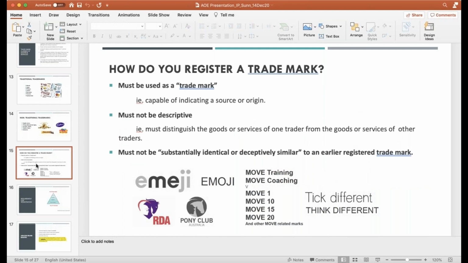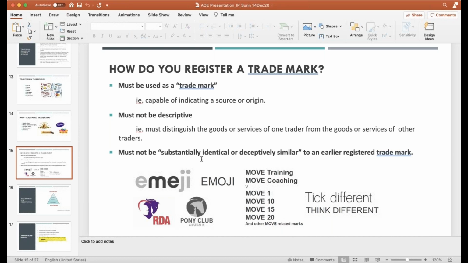So how do you register a trademark? As I said, it must be used as a trademark. What that means is it has to be capable of indicating a source or origin, so that it links back to your brand and your products over that of other sellers. It can't be descriptive, so it has to be capable of distinguishing. And it can't be substantially identical or deceptively similar. Although these two things sound pretty similar, they actually are looked at slightly differently.